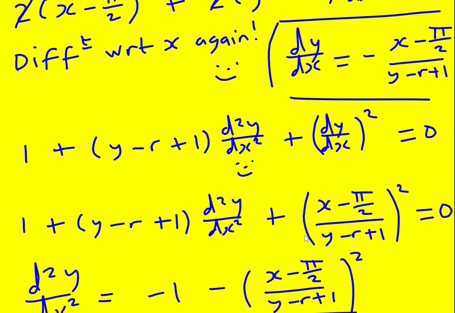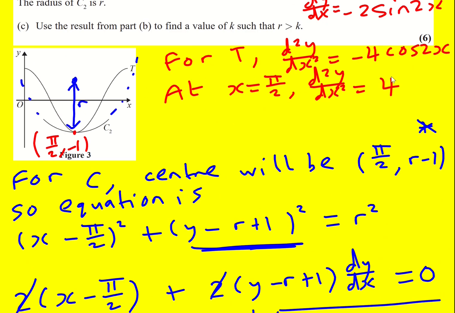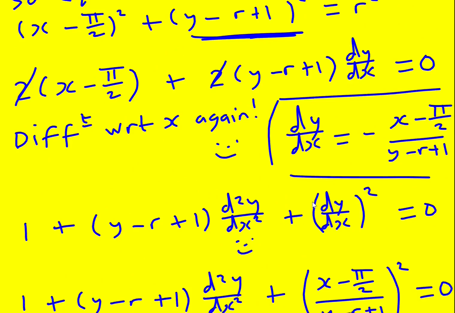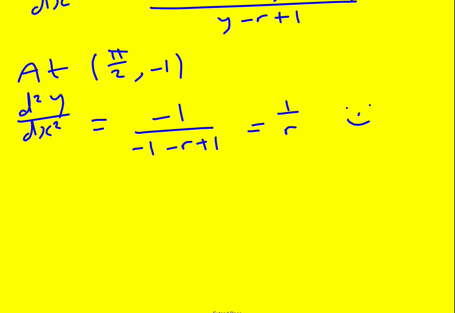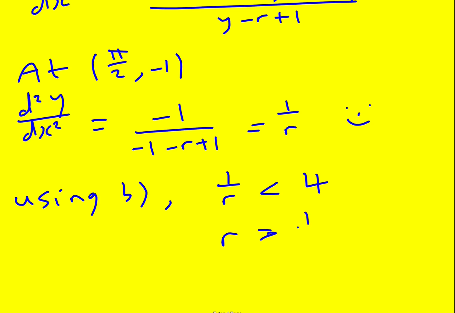And remember, we have the second derivative for T is 4, and we have the second derivative of the circle is 1 over r. So using part b, it must be that 1/r is less than 4. To solve this, you can times through by r and divide through by 4, but you have to remember to switch the inequality sign around when you deal with reciprocals. It's actually going to be that r is greater than a quarter.